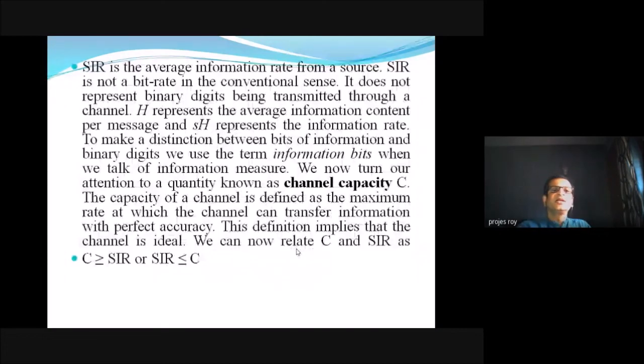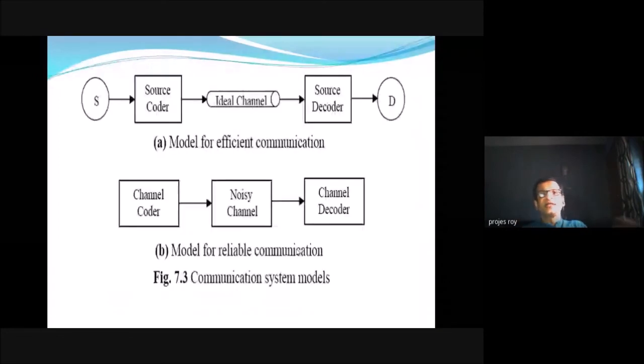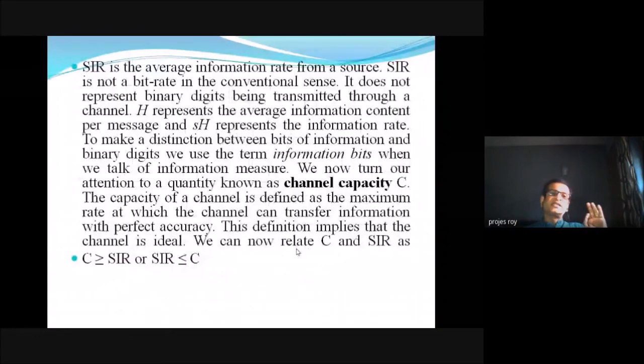The source information rate is the average information rate from the source. It is not a bit rate in the conventional sense. It does not represent binary digits being transmitted through a channel. H represents the average information content per message, and S times H represents the information rate. This definition assumes the channel is ideal. We can now relate C, the channel capacity, and SIR as: C is greater than or equal to SIR, or SIR is less than or equal to C. That is basically called an ideal channel.